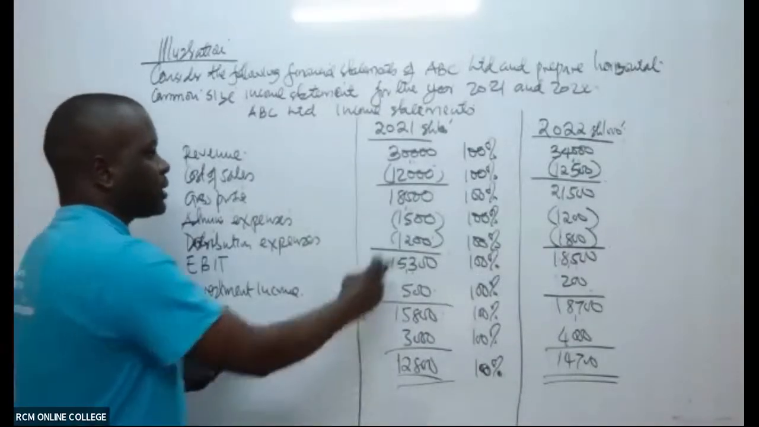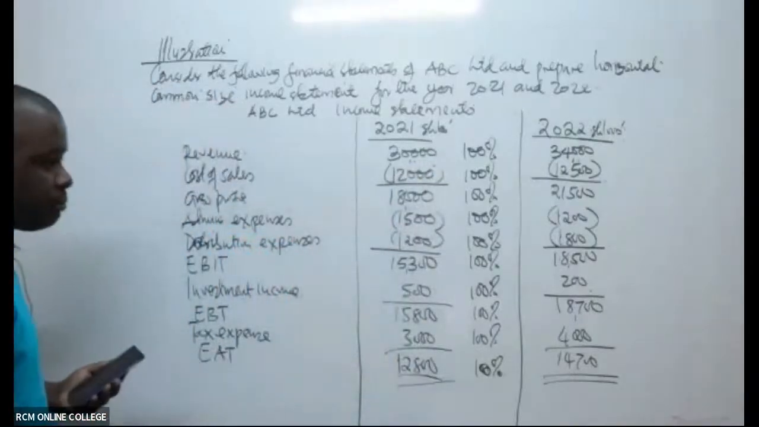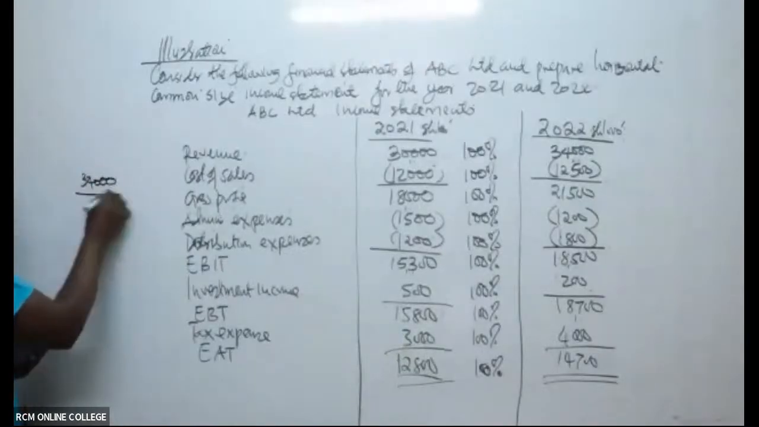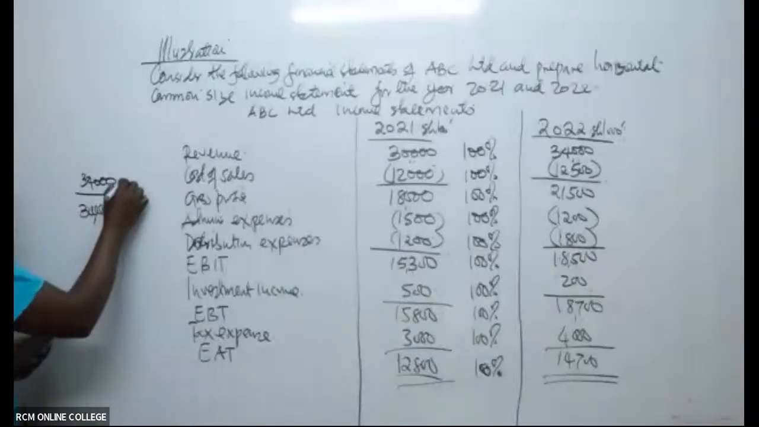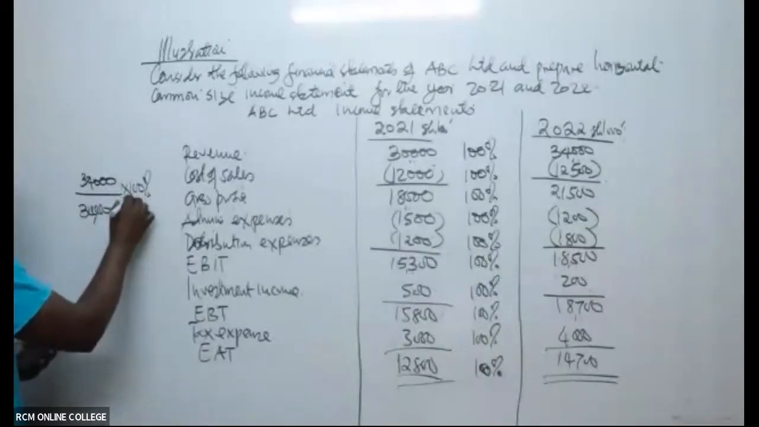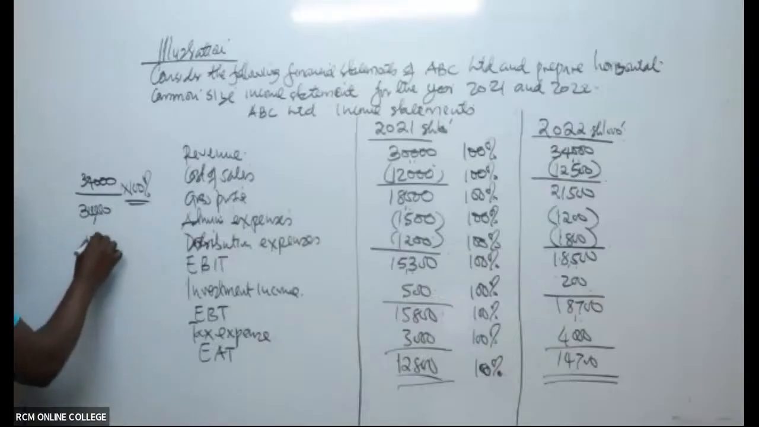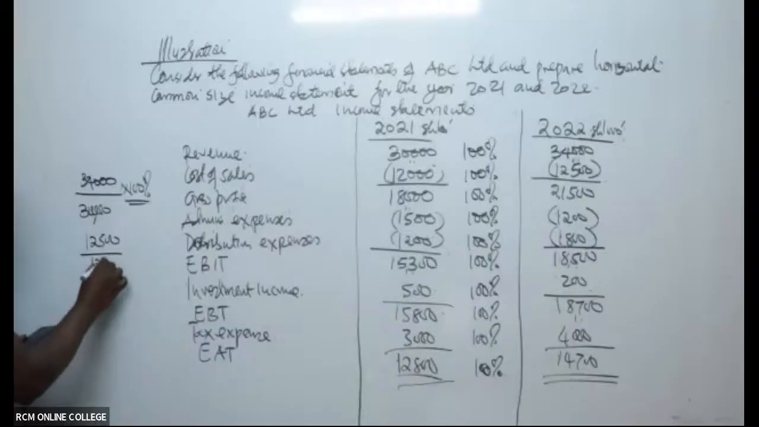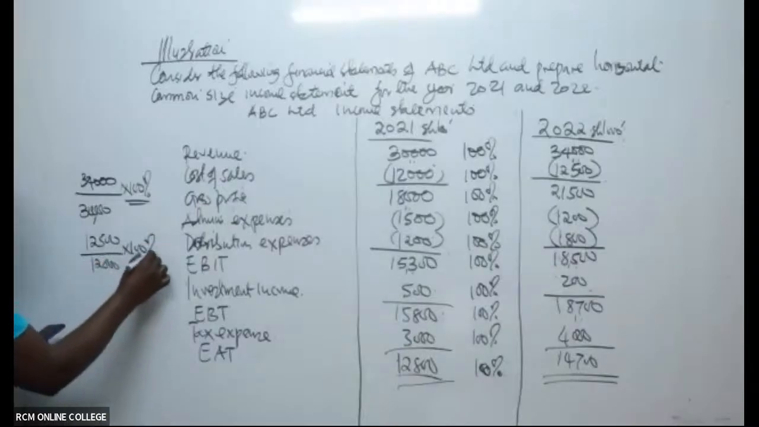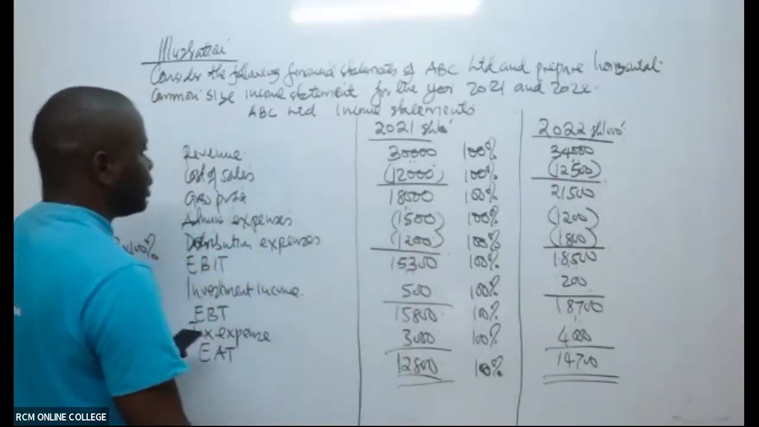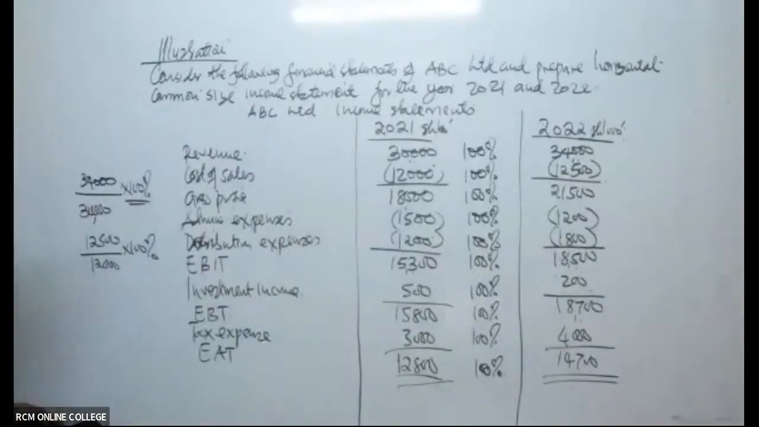So you can use this one as the base. What this means is that you'll take 34,000 over 30,000 multiplied by 100%. That other one, you take 12,500 over 12,000 multiplied by 100%. You just do the same. Then you see whether there was any improvement in terms of performance or a decline when you compare the two years.